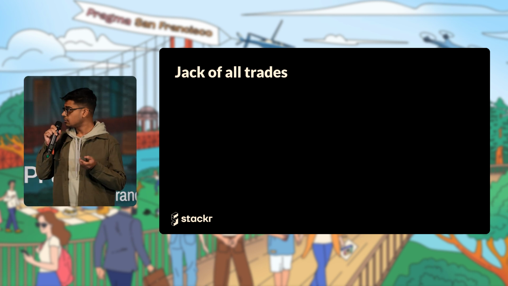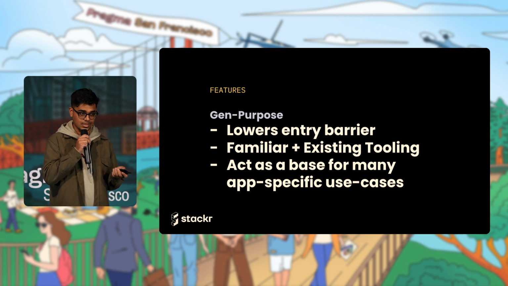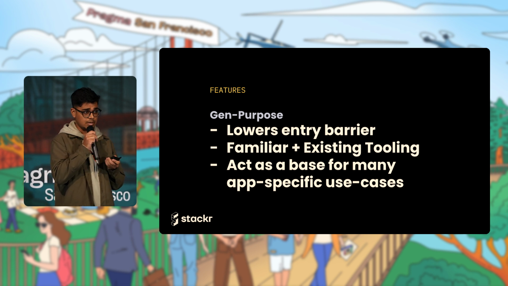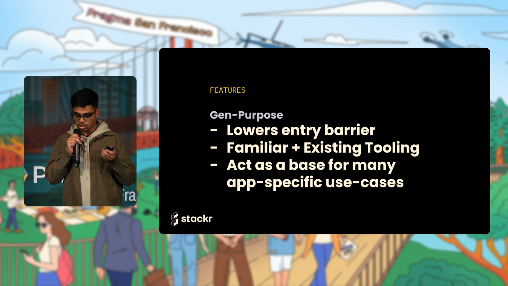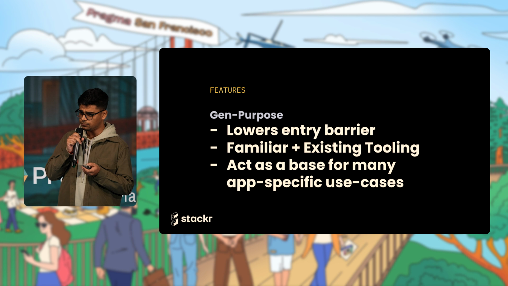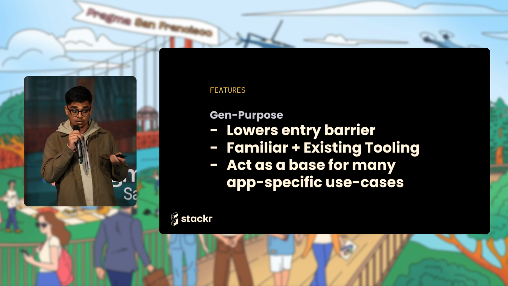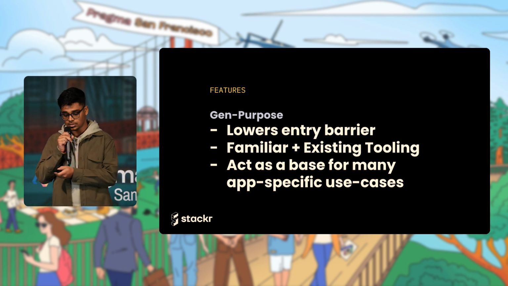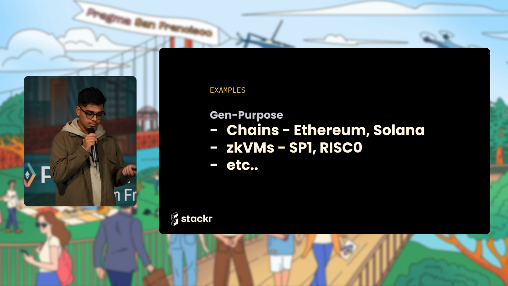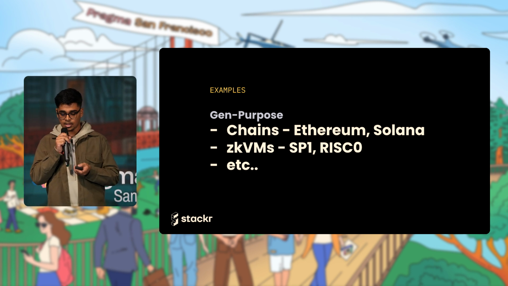Coming to this famous quote, jack of all trades. General purpose systems have a substantially lower entry barrier because everyone uses them. You know how it works. There is a lot of tooling and support available on different forums. So you get familiar tooling, you have a lot of people already building on it, and it can also act as a base for many app-specific use cases. So you're not limited to that general purpose system, you can use it as a base for other systems as well. Some examples in terms of chains are Ethereum and Solana. You can have ZK VMs, which are SP1 and RISC Zero, and there are other examples as well.